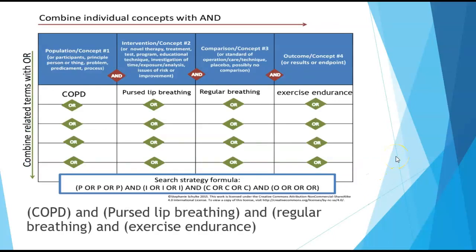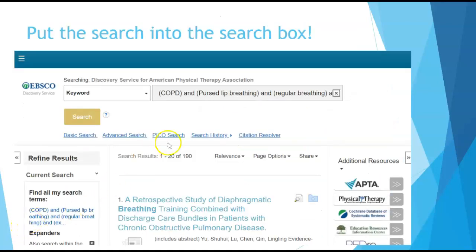This is what your chart would look like. You would put COPD in the first box, pursed lip breathing in the I box, regular breathing would be the comparison box, and exercise endurance at the O box. And you'll see down at the bottom, this is going to be what your search strategy formula will look like. And you can copy and paste that into the search box and get your results. You'll see right here, I have 190 results that have come up for this particular search.